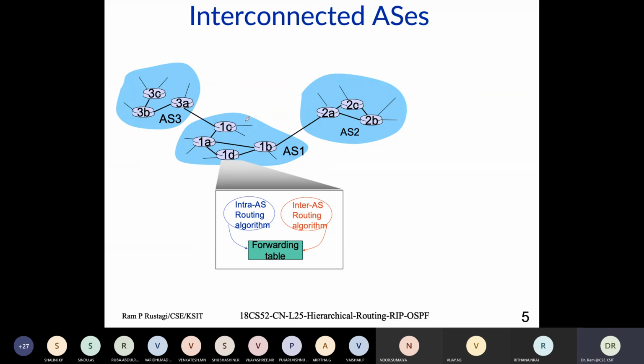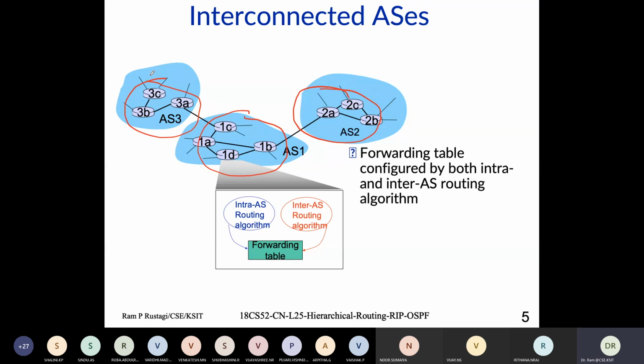We have three autonomous systems: autonomous system 1, autonomous system 2, and autonomous system 3. Now within, let's say, autonomous system 3, they run an intra-AS routing protocol, and whatever networks are there need to know each other's routers. Similarly, in autonomous system 2, they run an intra-AS routing protocol, and they would know the connectivity of each network inside, and they connect. And the same is true for autonomous system 1.